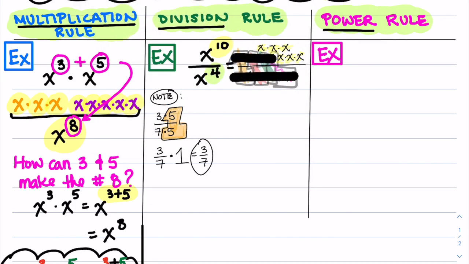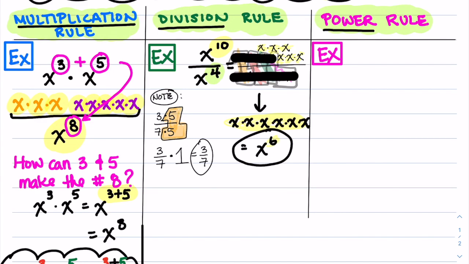So then how could I write the simplified answer? Well, I'm left with x times x times x times x times x times x. And a simpler way of saying that would be x to the 6th power. Okay, so that is the simplified answer.